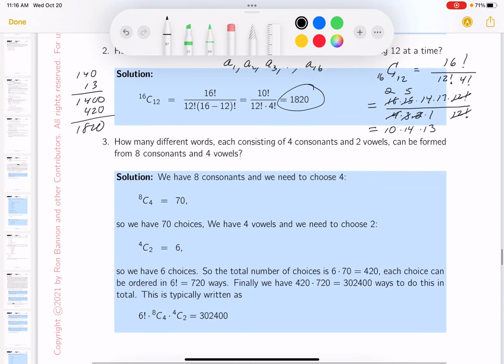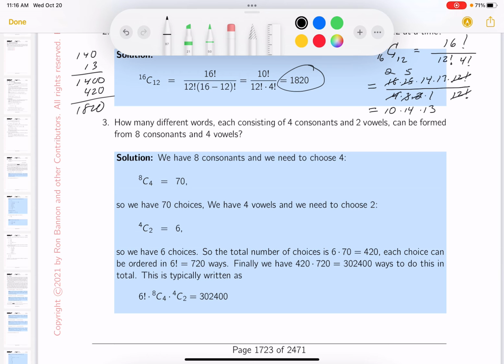All right, again, it might be a little maddening, but we got to put this down now. How many different words consisting of 4 consonants and 2 vowels can be formed from 8 consonants and 4 vowels? All right, so let's take a look. There are 8 consonants. And I'm going to choose from those 8. How many am I going to choose? I'm going to choose 4, right?